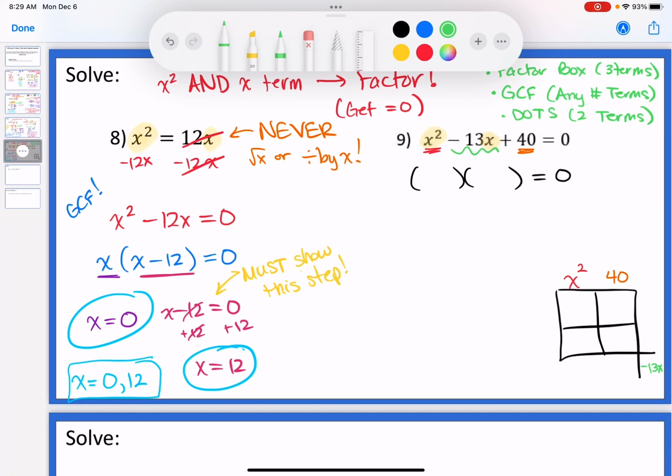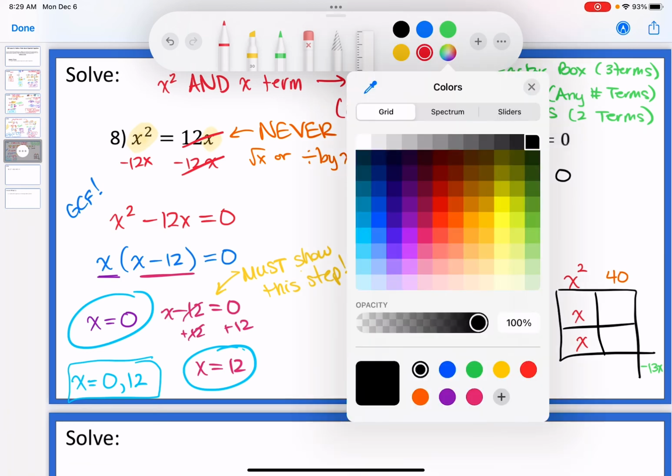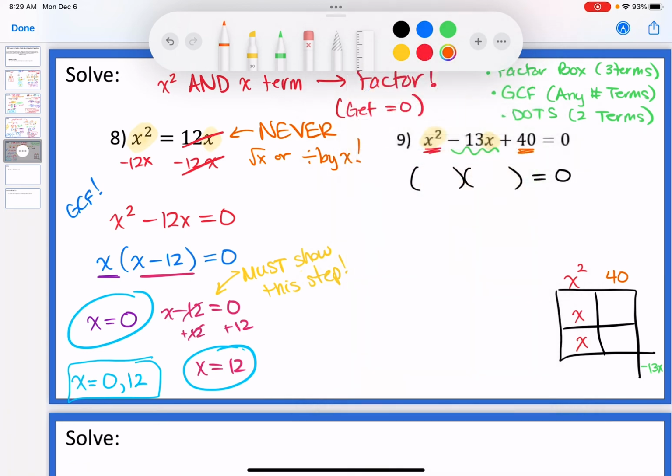So then I say, okay, everything on the inside is going to be multiplied. So what times what gives me x squared? Oh, that would be x times x, right? And I think, okay, what multiplied together would give me 40? 4 and 10, it's not going to make the 13. How about 8 and 5?